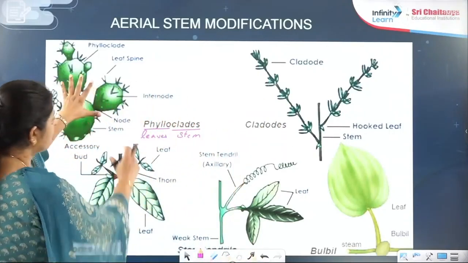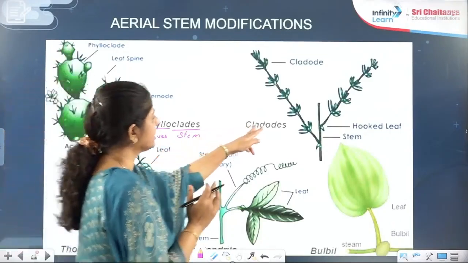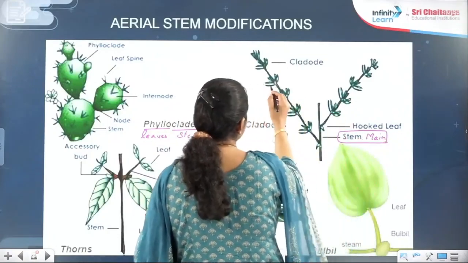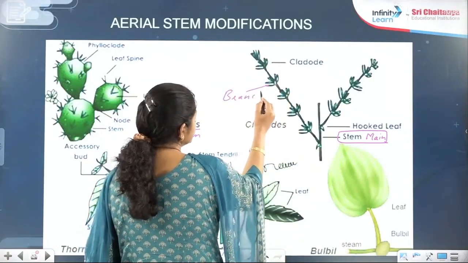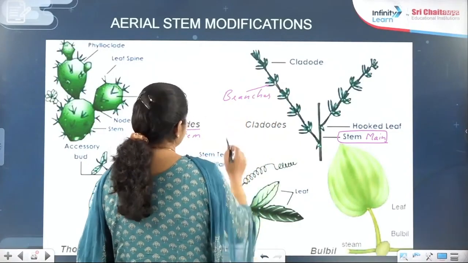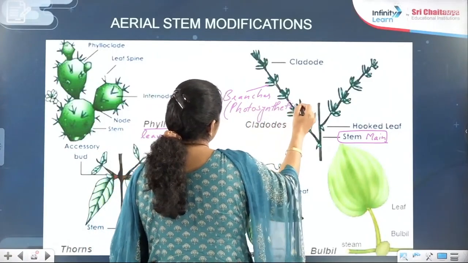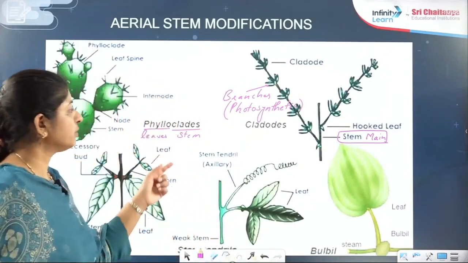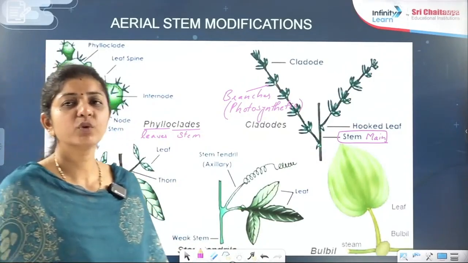Now let me compare it with the cladode. Can you see in this diagram of phylloclade, the main stem and branches both are photosynthetic, whereas in cladode the main stem will remain as such but only branches. Now see, these are not leaves, these are the branches which have become photosynthetic. When only the branches become photosynthetic, and the main stem remains as such, that modification you call cladode. Phylloclade, when stem and the branches both become photosynthetic.